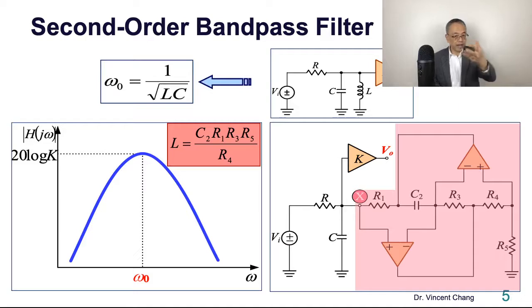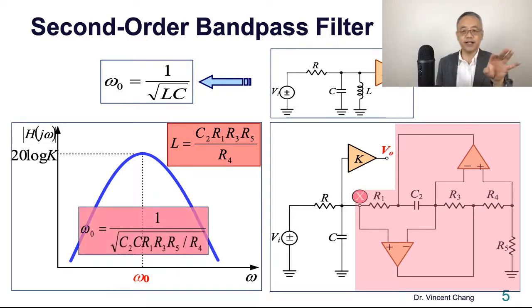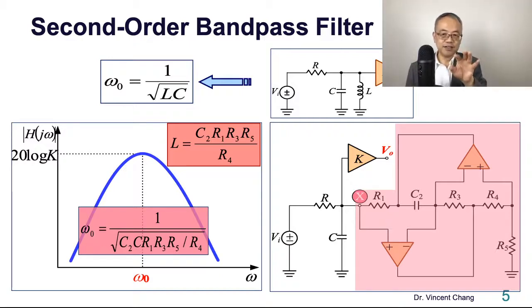So now what is L? L is just in front of you, so you need to plug it in. The omega 0 expression is a little bit complicated, a little bit ugly right now. So this omega 0 is expressed by all the original components of the active RC filter.